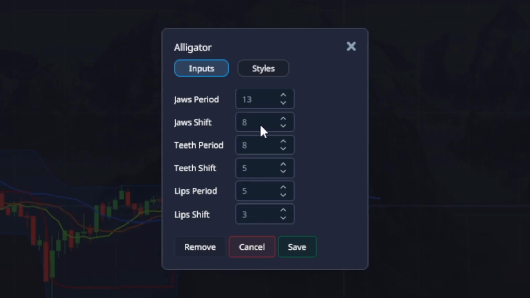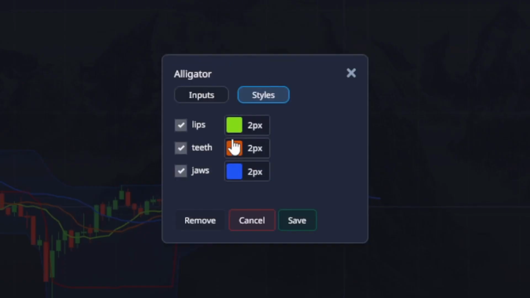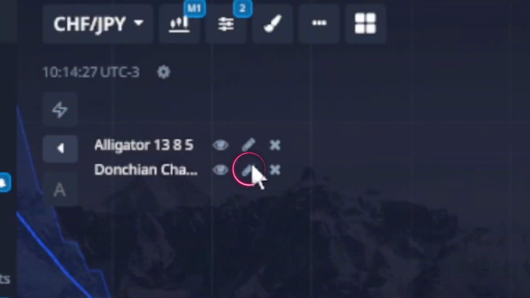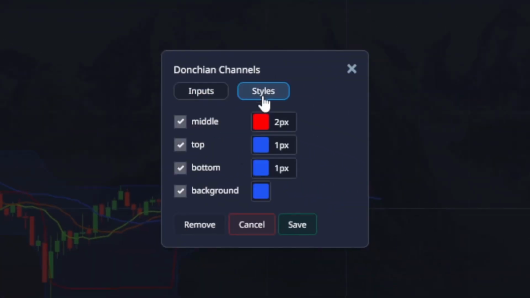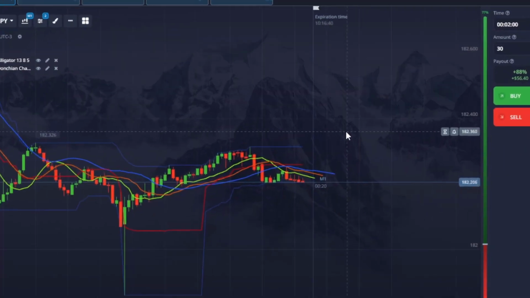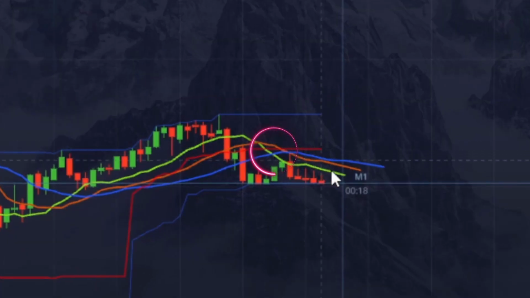13, 8, 8, 5, 5, 3. Okay, and that's the style. The color, guys, is up to you if you want to use the same or not. So we're going to click on save. Donchian Channel, 20 on period, that's the color. If you want to use the background, okay. If not, that's good as well. Okay. So we're going to start with $38, guys.